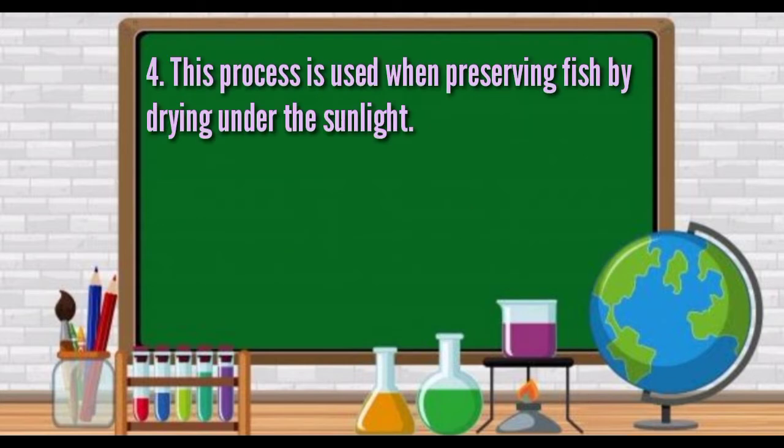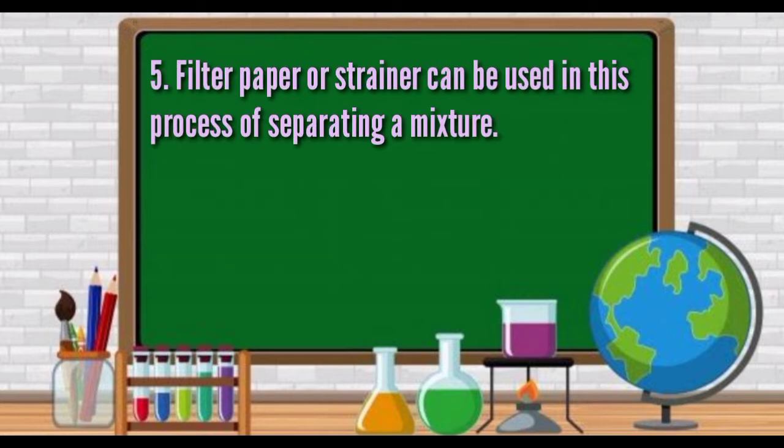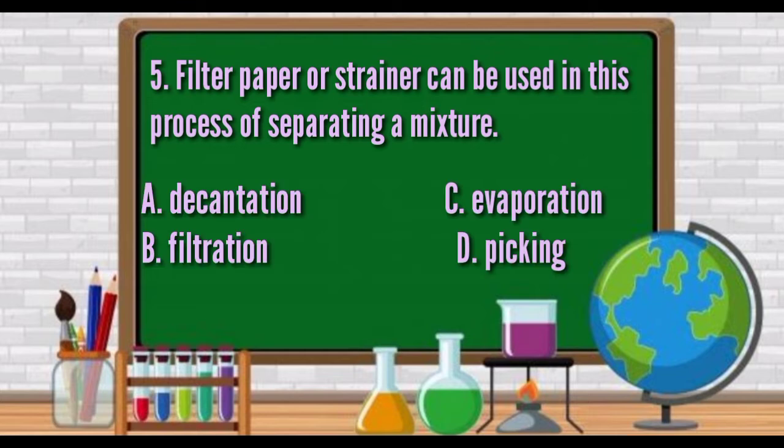4. This process is used when preserving fish by drying under the sunlight. A. Decantation. B. Evaporation. C. Filtration. Or D. Magnetism. 5. Filter paper or strainer can be used in this process of separating a mixture. A. Decantation. B. Filtration. C. Evaporation. Or D. Picking.